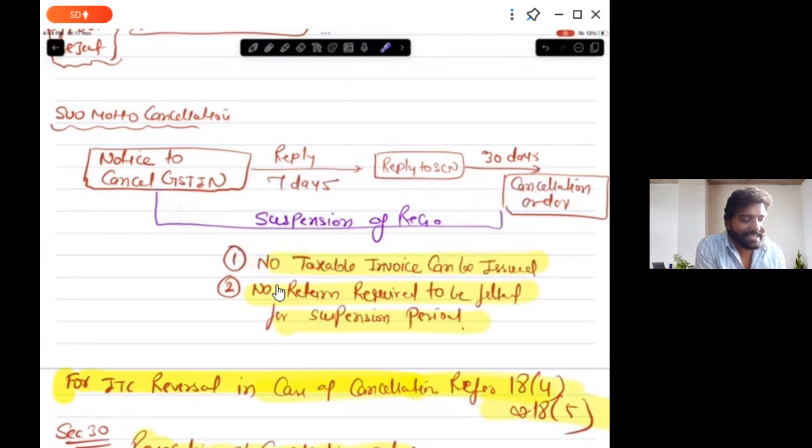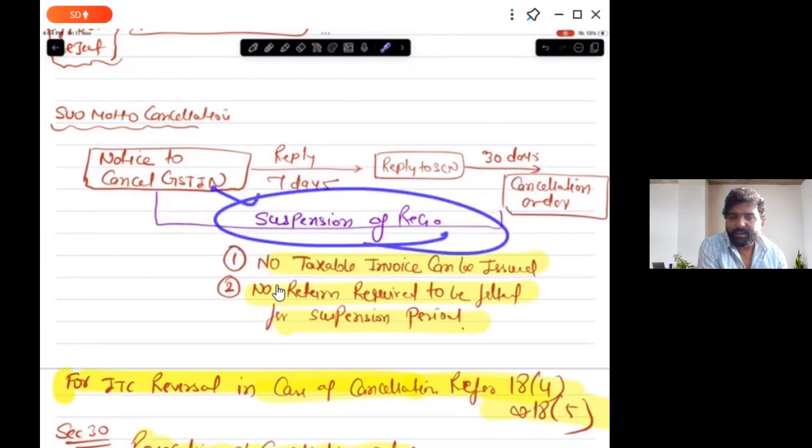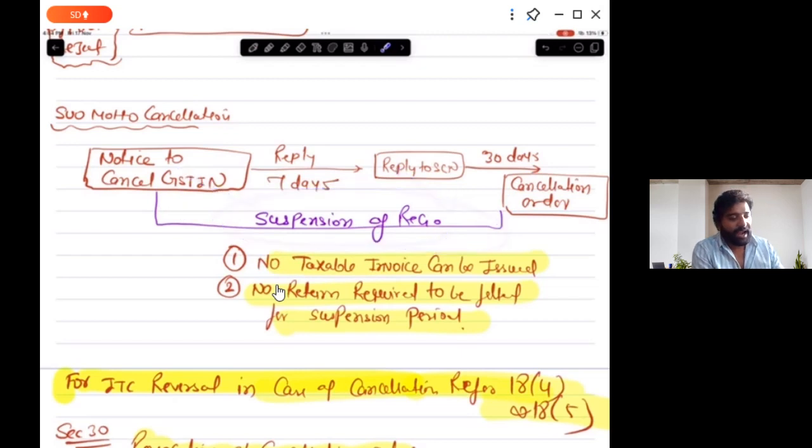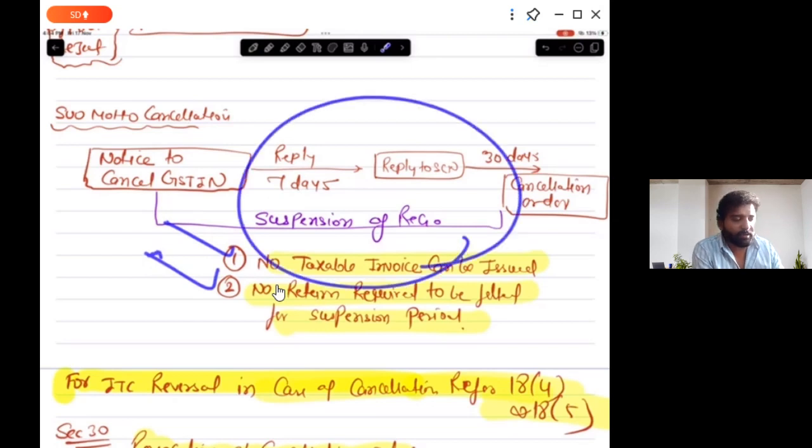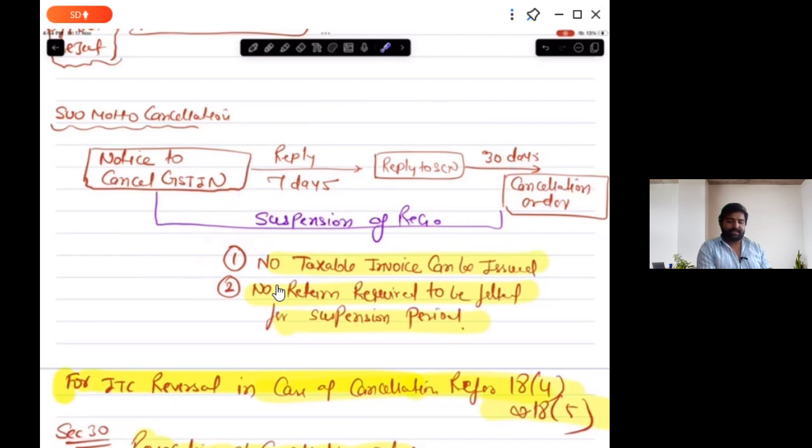So this GST number is suspended for the period from the notice till its cancellation. And in that case, I will not be eligible to issue any kind of invoice. I have no right to file any return in that period. So in this period I can neither file a return nor get a registration. So that is called suspension of my GST number till its cancellation.